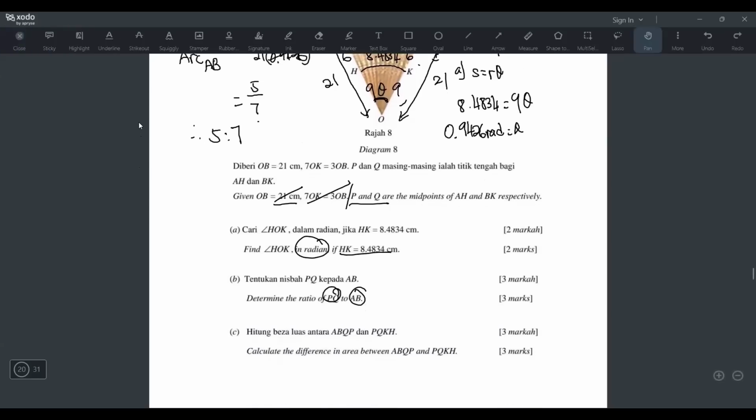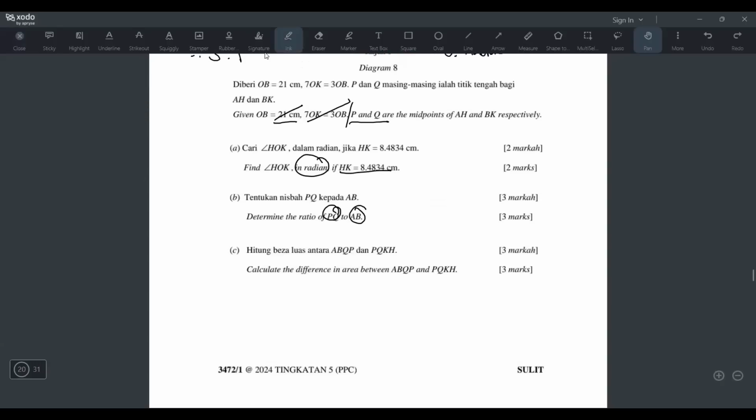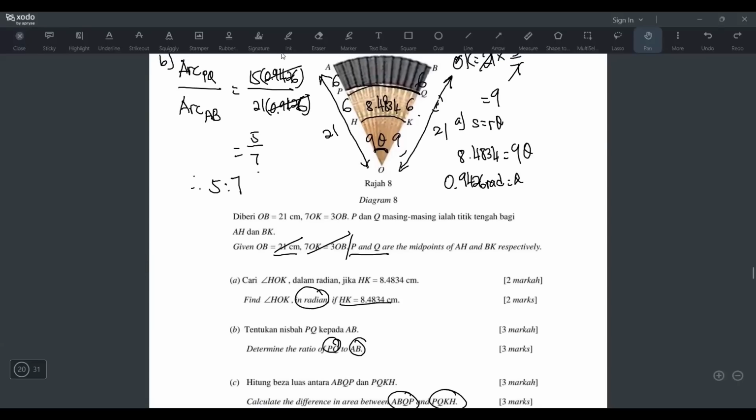All right, I already finished B. Now it's time to do C. Okay, C, I'll do it down here. They want to find the difference in area between ABQP and PQKH. Okay, let's find out where that is. ABQP, where is that? ABQP. Okay, this one. This is the area. And then PQKH is this one. Okay, I need to find both of these areas.